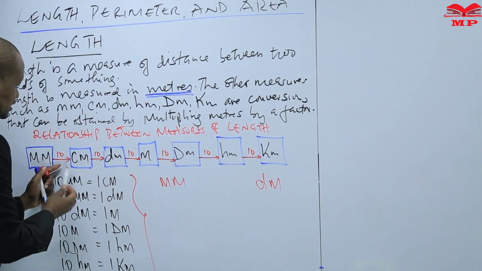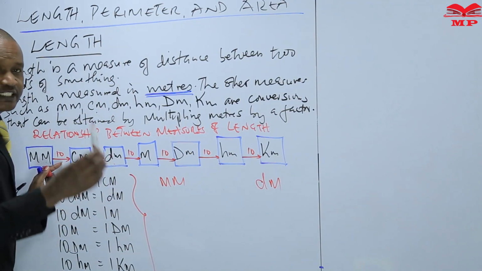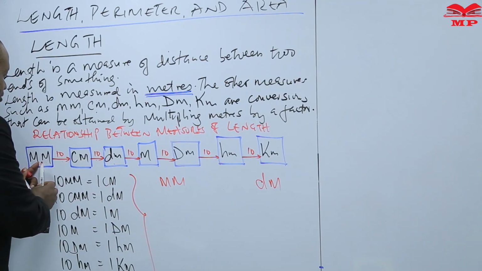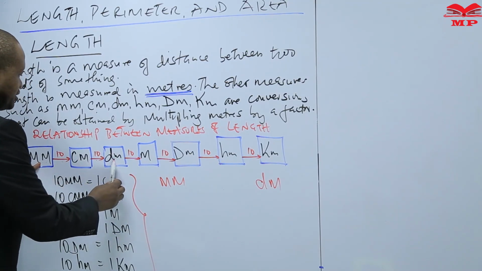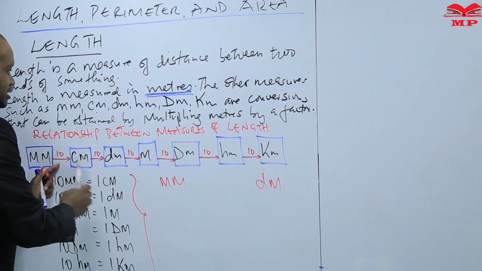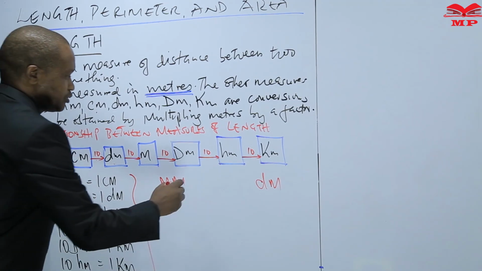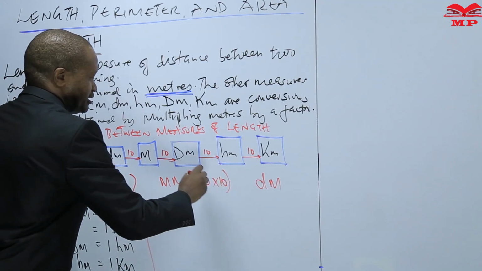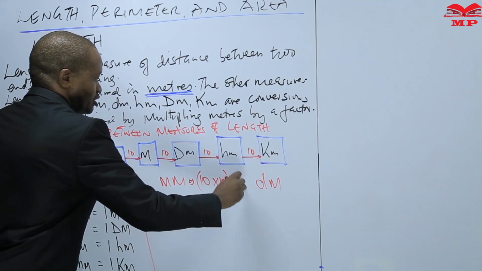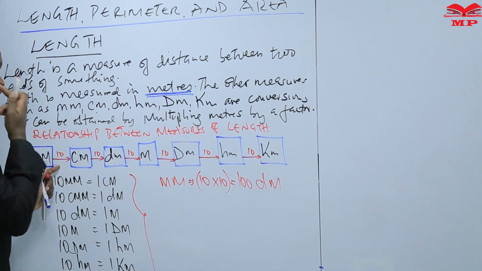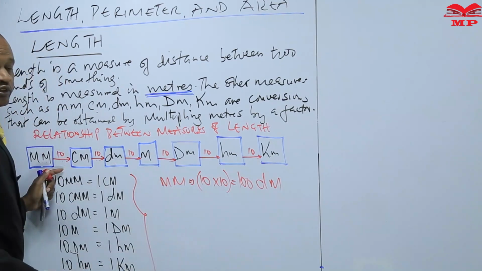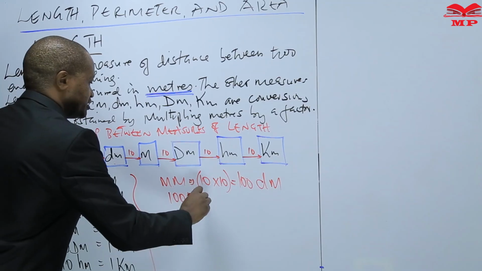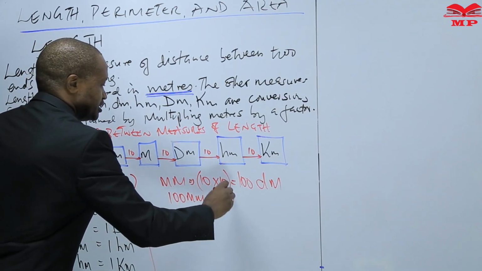So you simply get the product of the tens between the units. Between millimeters and decimeters, we have 2 tens. So we get the product. The product simply means 10 times 10. So 10 times 10 is equal to 100 millimeters. So in this case, 100 millimeters is equal to 1 decimeter.